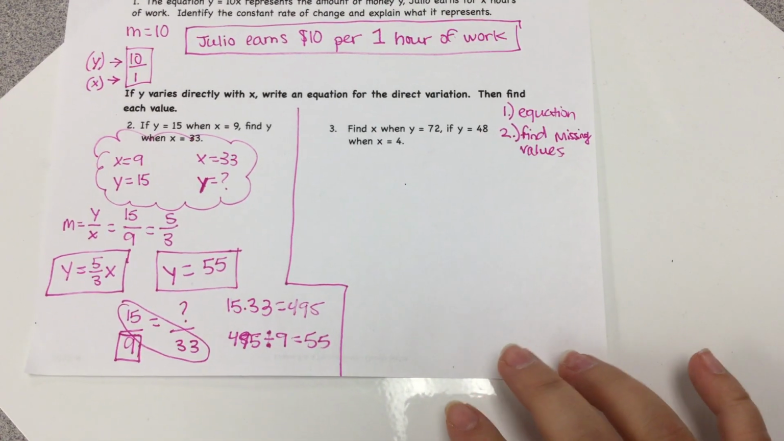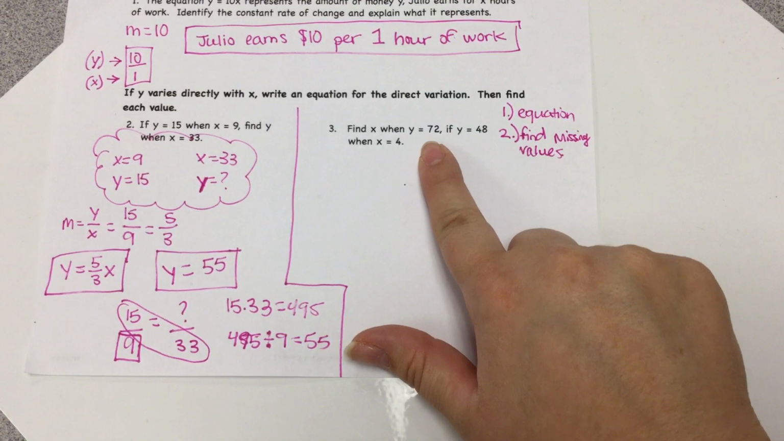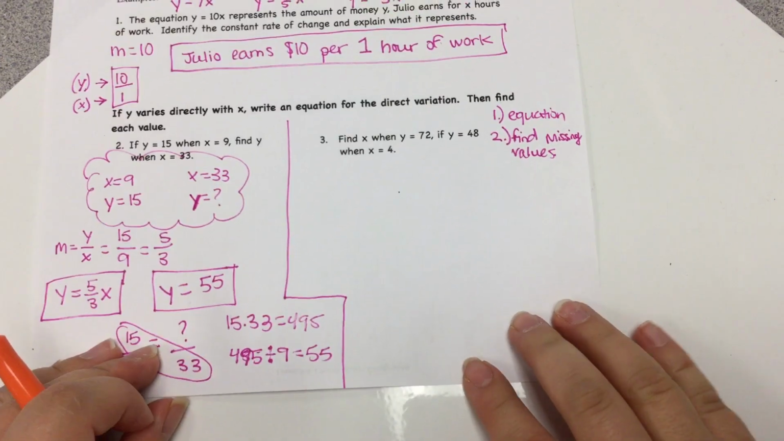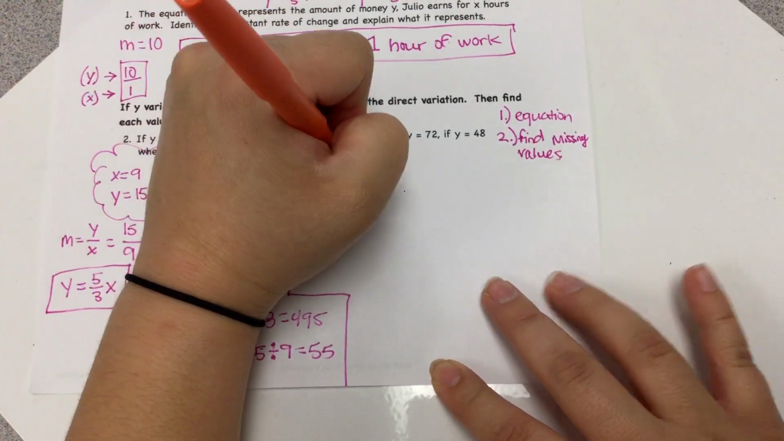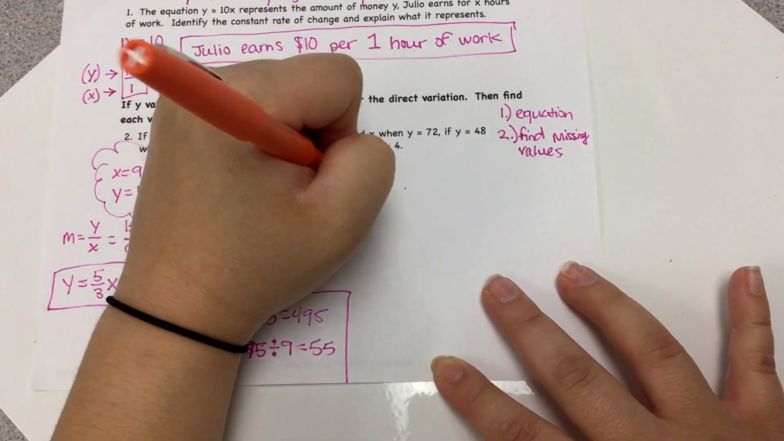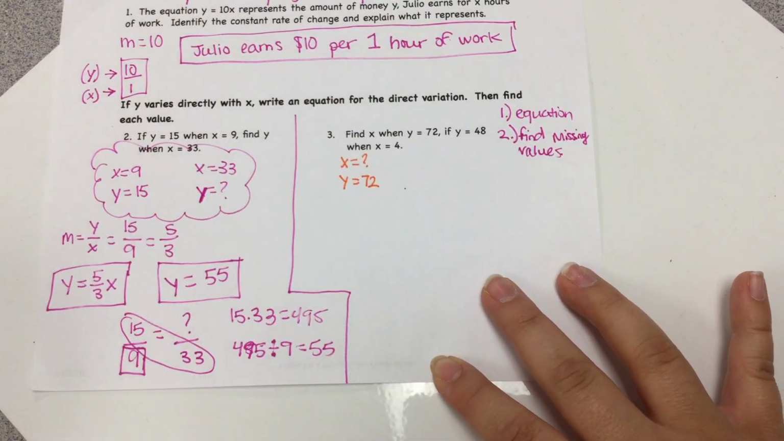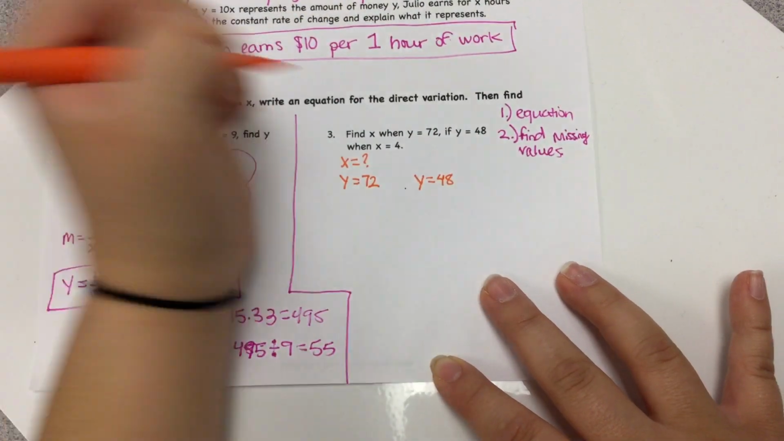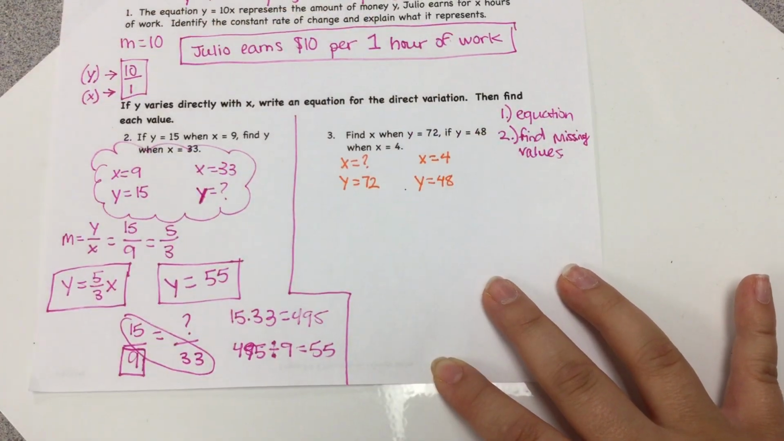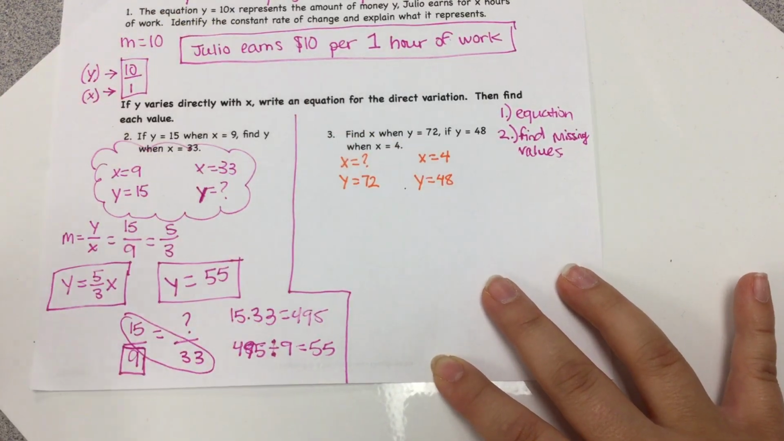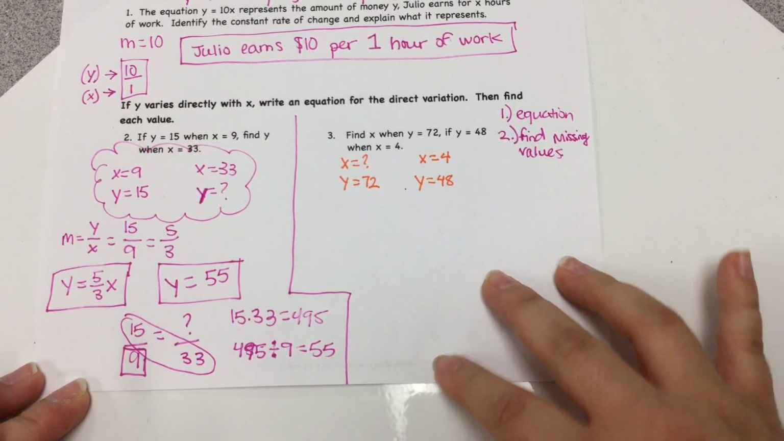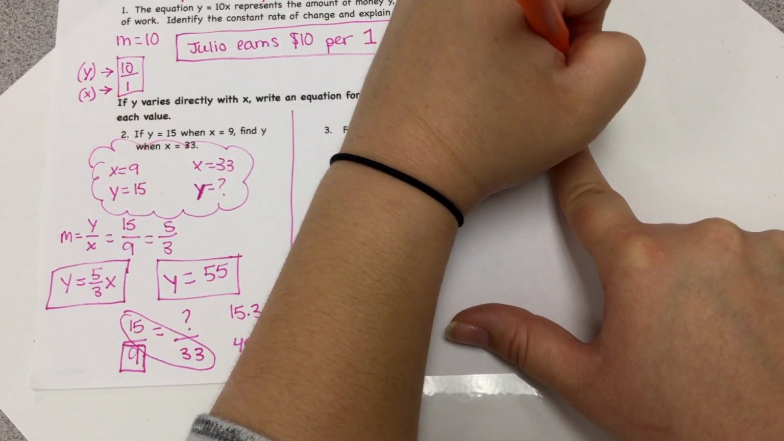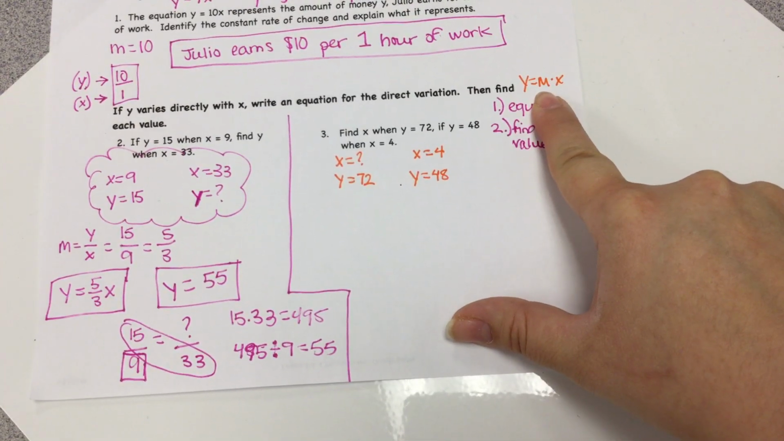So it says find x, when y is 72, if y is 48 when x is 4. So again, I'm going to write these out as coordinate points. I don't know x when y is 72, and I know that y is 48 when x is 4. Okay, so now I've got xy pairs. So first thing that I want to do is write my equation, which is y equals m times x. So I've got to find my m, or my slope.